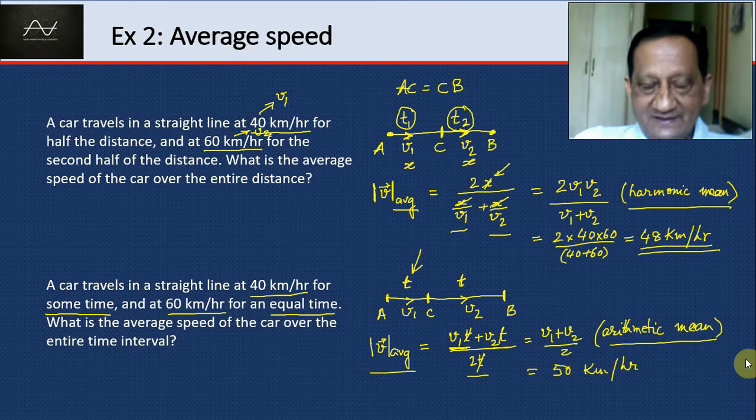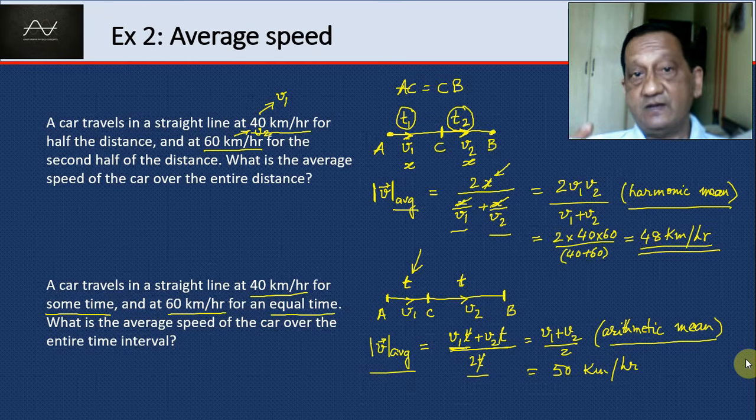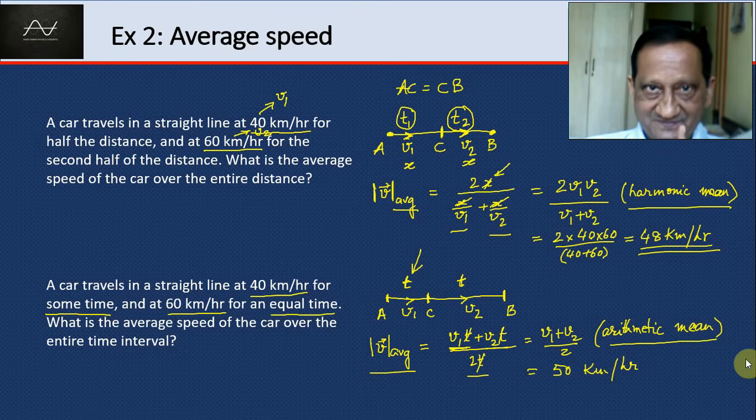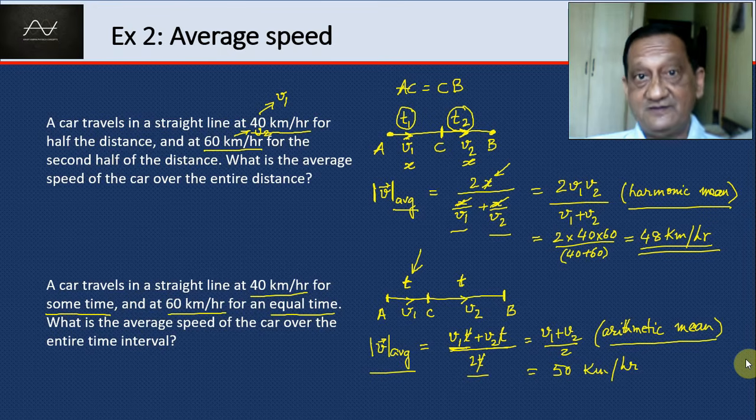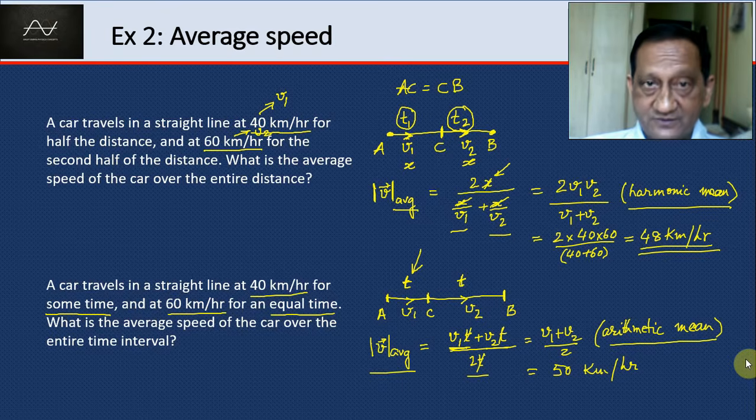So the learning is, if you have a body going at two different speeds for equal distances, then the average speed is the harmonic mean of the two speeds. However, if it travels for equal times, then the average speed is the arithmetic mean. Remember this result. Okay? We are building our concepts of motion.